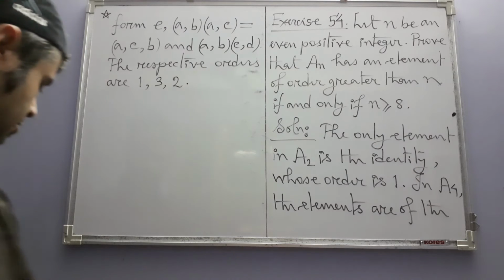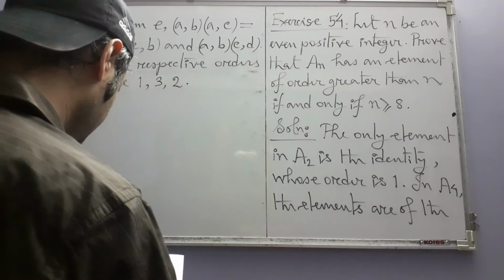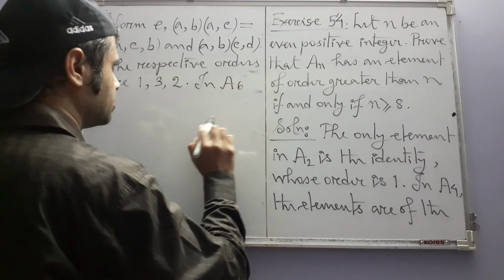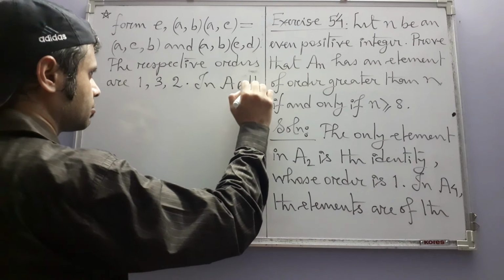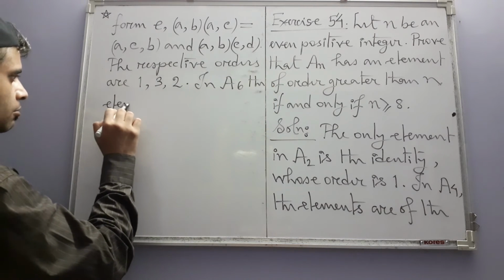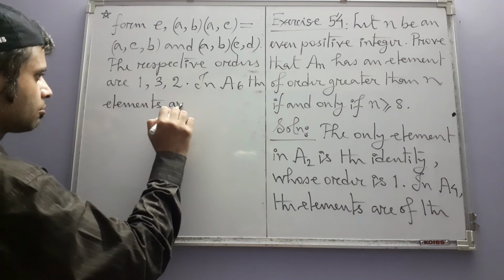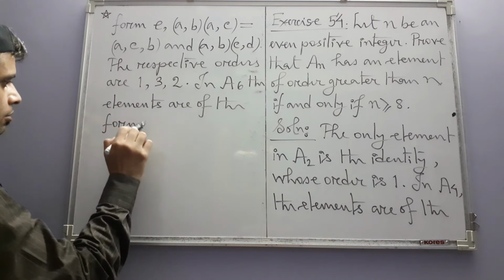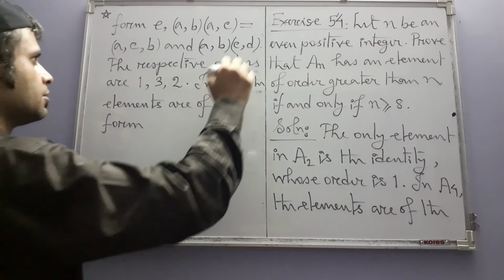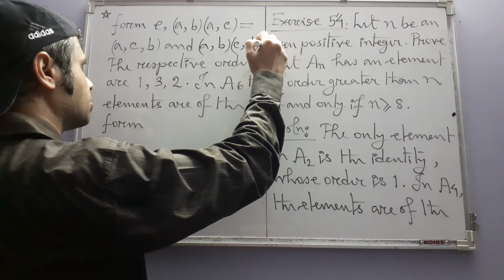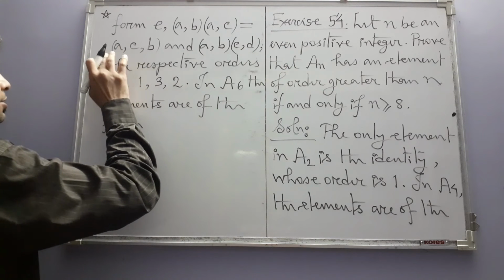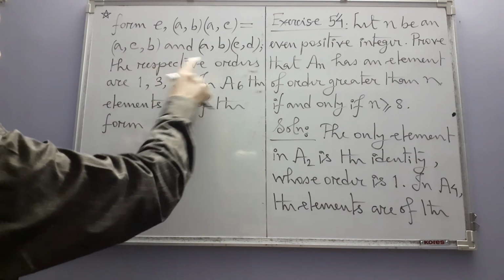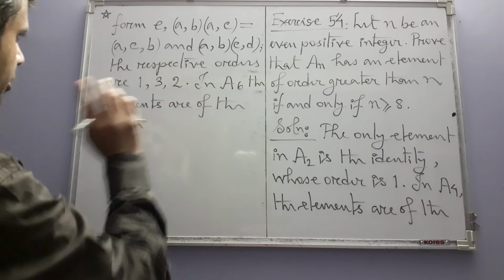And then we have 6. For n equal to 6, of course, there are some possibilities. In A6, the elements are of the form, it's better to merge these 2 sentences, like this. We write till this and then semicolon, the respective orders are this.